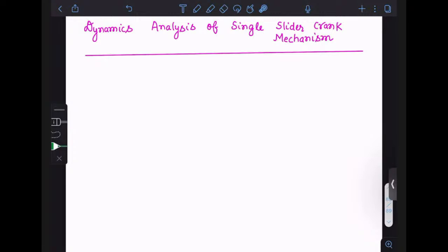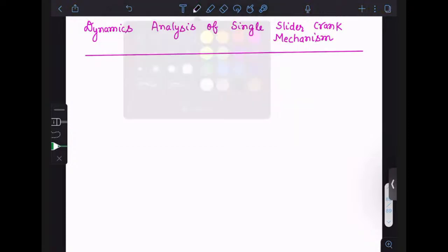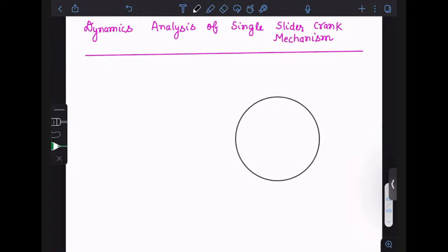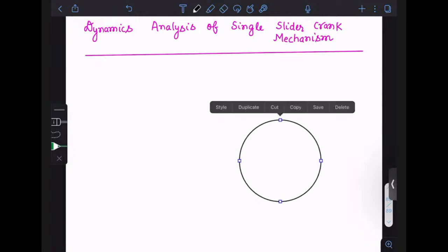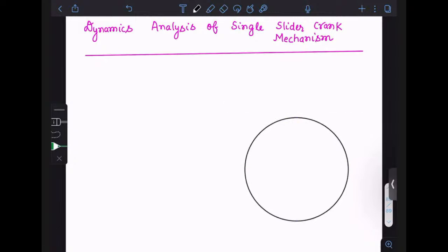Welcome back, everyone. Dynamics analysis of single slider crank mechanism. See, in this we are going to analyze the force. Very important discussions, so please take care.